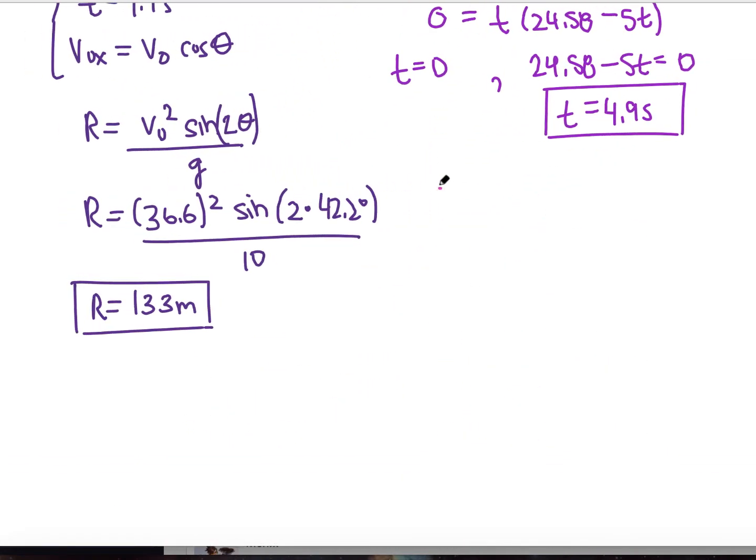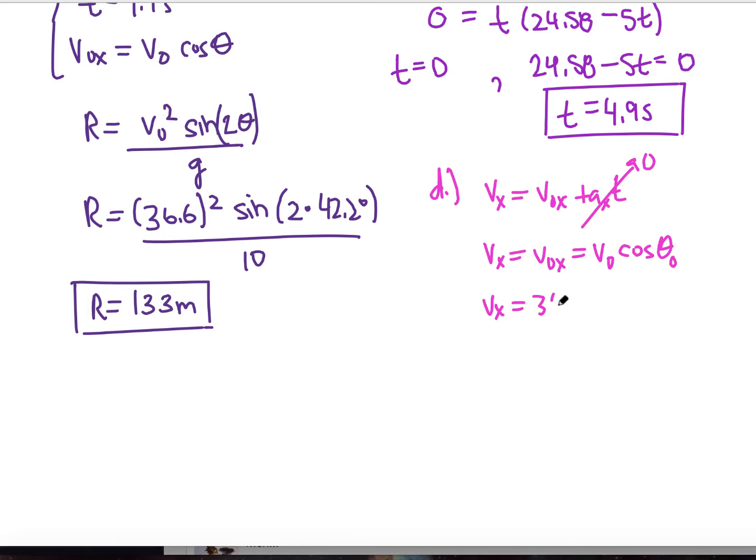So for D, I need to know Vx. Well, that's easy. Vx is going to be equal to V naught x plus a_x t. The acceleration in the x direction is 0, which means Vx is equal to V naught x. V naught x is equal to V naught times the cosine of my initial angle. So Vx is going to be equal to 36.6 times the cosine of 42.2 degrees. So Vx is approximately 27.1 meters per second.